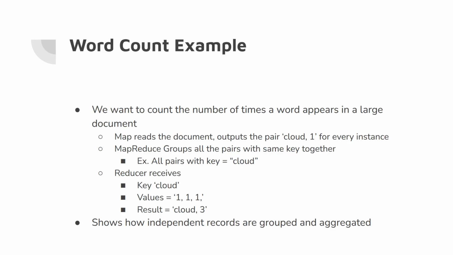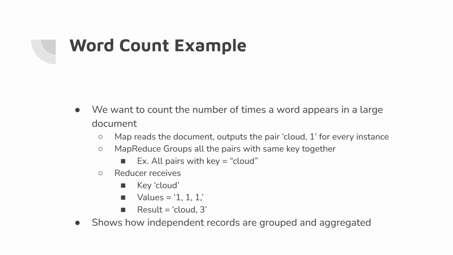The paper uses word counting as a main introductory example. Suppose we want to count how many times every word appears in a large collection of documents. The map function reads a document. For every word it finds, it emits the word as a key and the number 1 as its value. For example, every occurrence of the word cloud produces the pair cloud, 1.